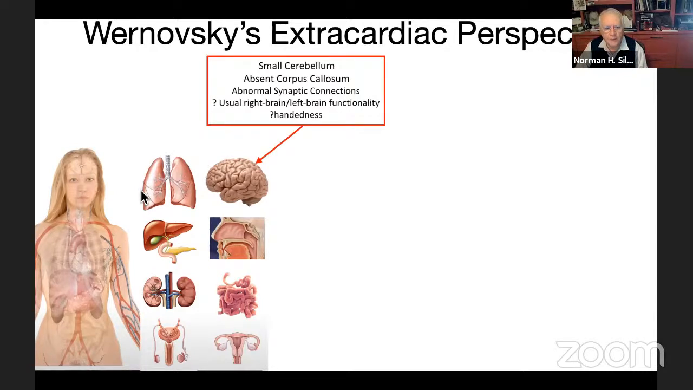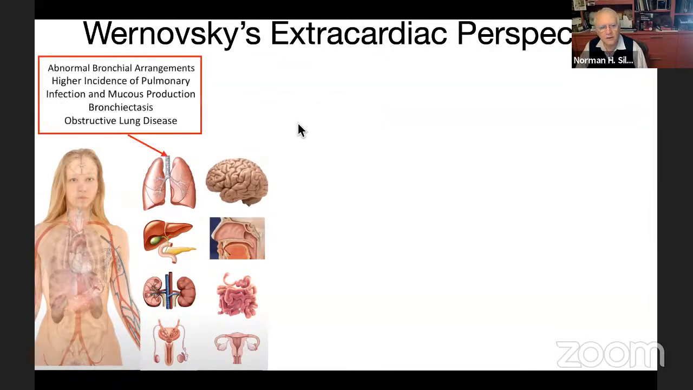So first of all, the brain: small cerebellum, sometimes absent corpus callosum with abnormal synaptic connections and unusual right-left brain functionality and handedness, which are variable. Then when we look at the bronchiole, they have a higher incidence of pulmonary infection and mucus production and bronchiectasis and obstructive lung disease. And of course, the abnormal bronchial arrangements, which we'll show you in a moment.